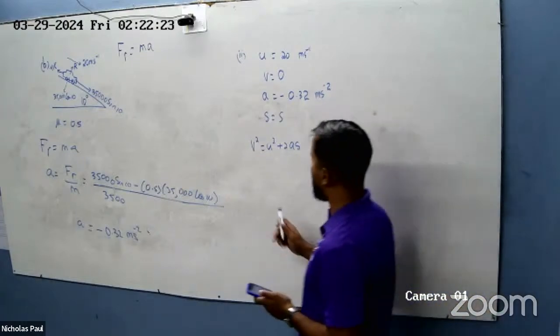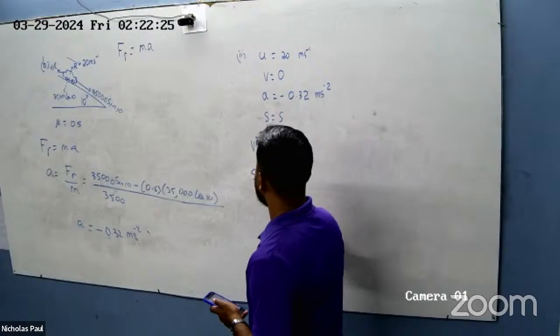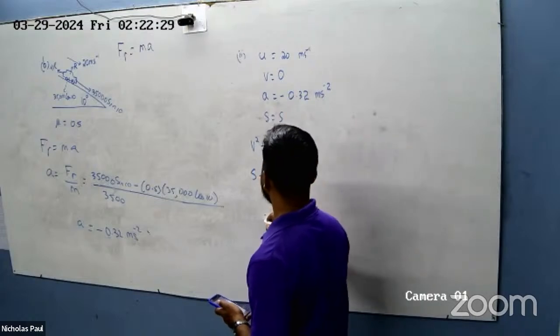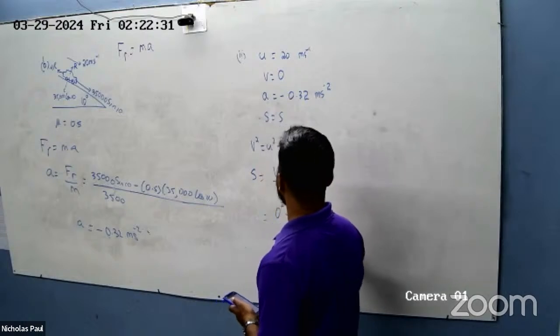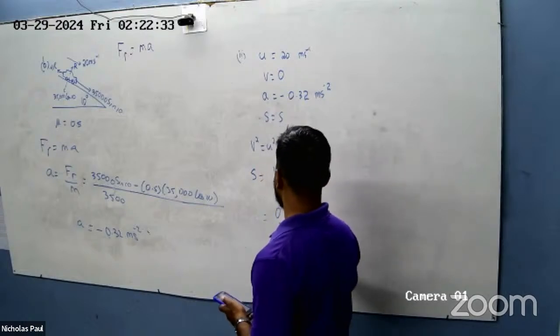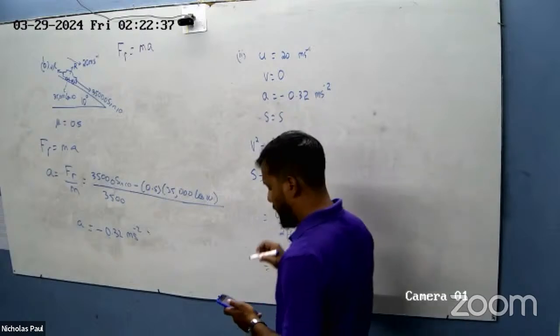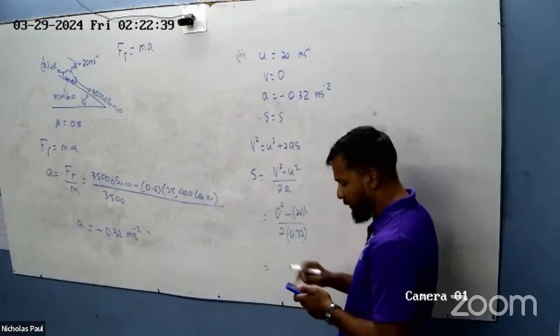When you work it out, solve for s. s will be v squared minus u squared all over 2a. So that'll be 0 squared minus 20 squared all over 2 times minus 0.32. Then let's go to the next one. How much is that?